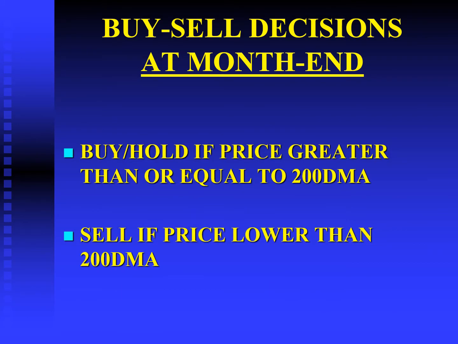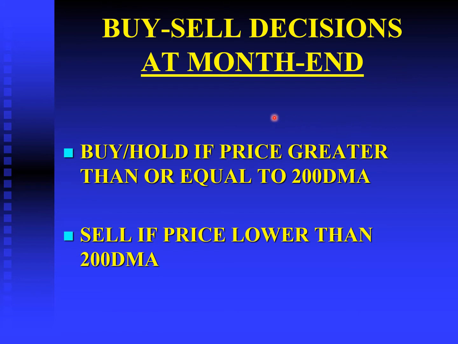These are the buy and sell rules that are used with moving averages. First of all, the buy and sell decision is made at month end. We tested making decisions during the month. They will provide lower returns. So if you want to avoid whipsaws and continuous losses, the best choice is to make decisions at month end.